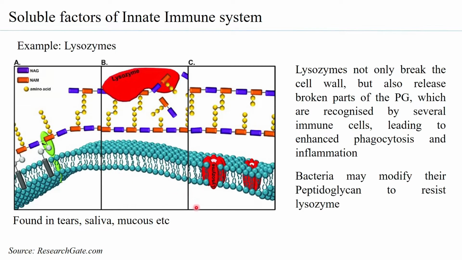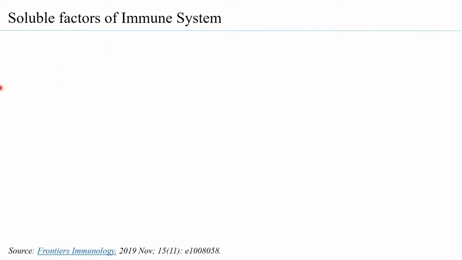Bacteria may modify their peptidoglycan to resist lysozyme. This is a phenomenon that has been observed in certain bacteria. Now, the second example is that of interferons. We all know that interferons are antiviral molecules.